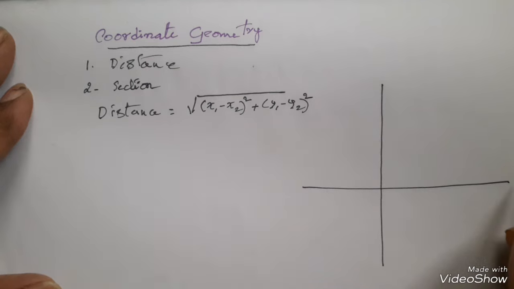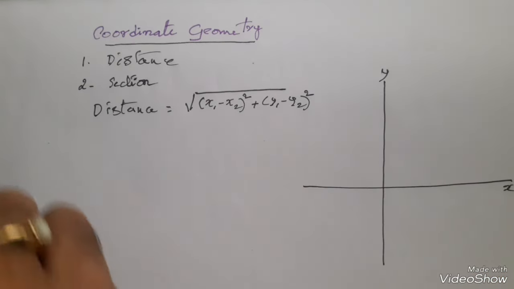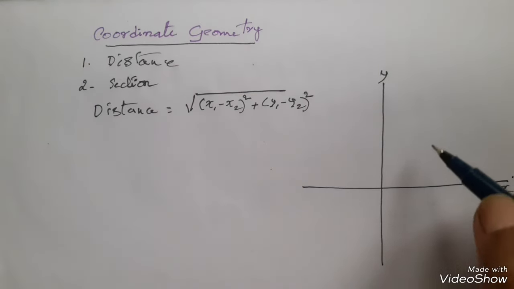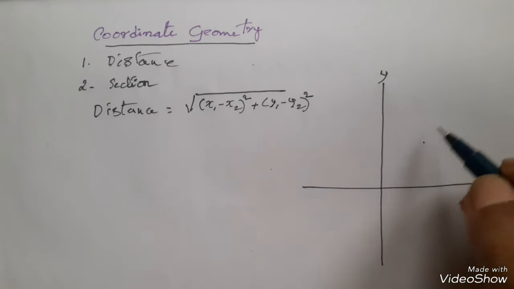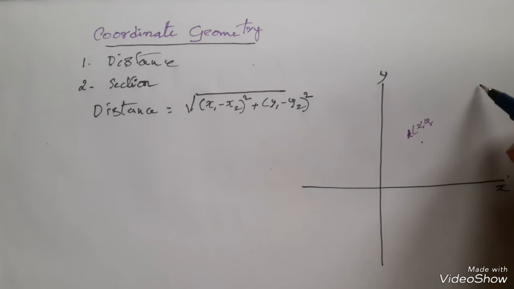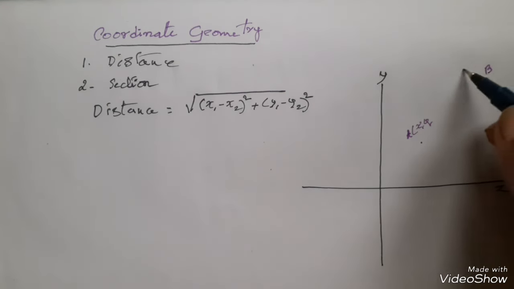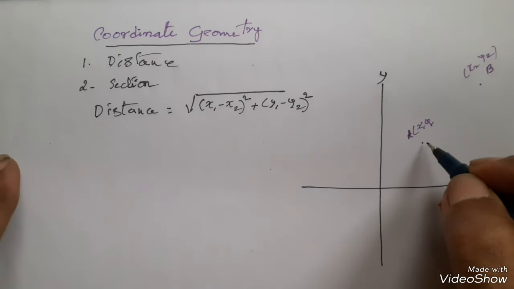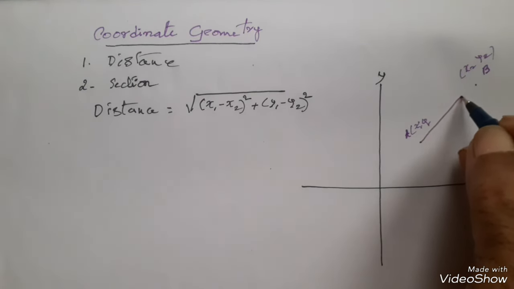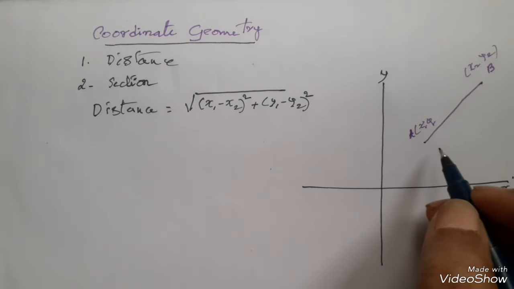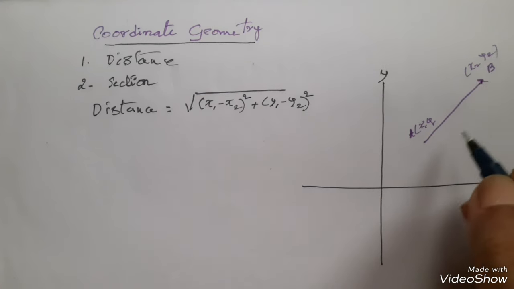This is a Cartesian plane, with the x-axis and y-axis. On the plane, you take any 2 points. Suppose this is A (x1, y1) and here you take B (x2, y2). Now we want to find the distance between A and B, that is, the length of AB.